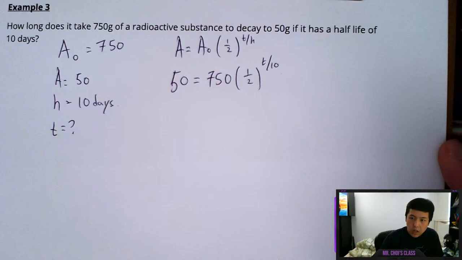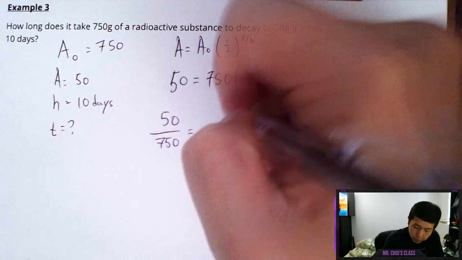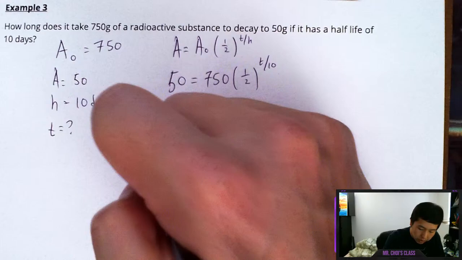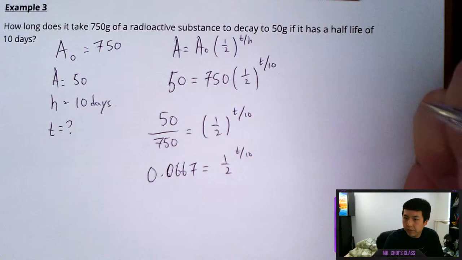Then we solve it the exact same way we've solved our previous two examples. So dividing by 750 will give us 1/2 to the power of t over 10. 50 divided by 750 is going to give us a decimal. I'm just going to round it. Don't round it on your calculator. So it's going to give me 0.0667 is equal to 1/2 to the power of t over 10.